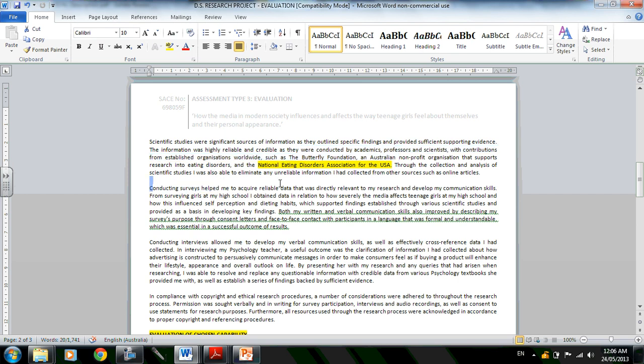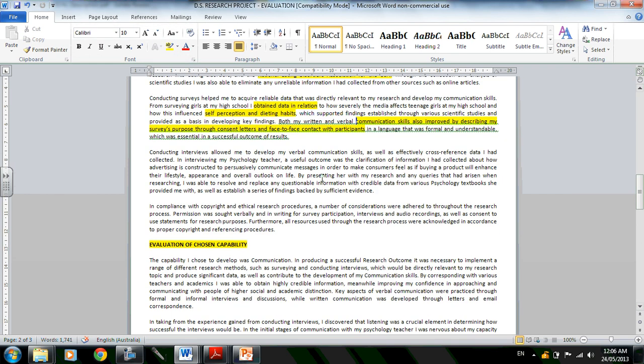Also, surveys. What she has done, she learned how to obtain data, and she learned about the self-perception and the dieting habits of the girls. So she really started to improve by describing the survey purpose. So all these are part of development. Conducting interviews was important because she was a very shy person, and she really changed her attitude.